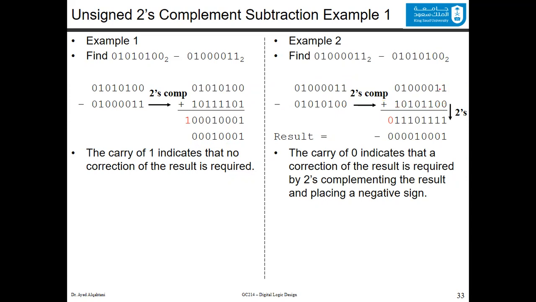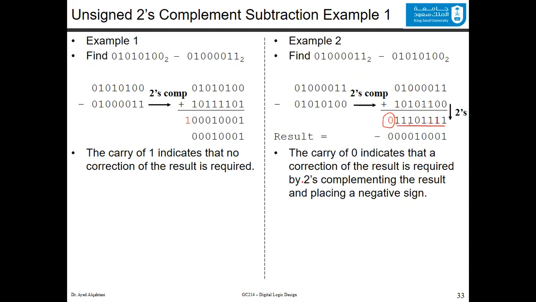1 plus 0 is 1, 1 plus 0 is 1, 0 plus 1 is 1, 0 plus 1 is 1, 0 plus 0 is 0, 0 plus 1 is 1, 1 plus 0 is 1, 0 plus 1 is 1, and there is no end carry. No end carry, meaning that we need to correct this result. The carry of 0 indicates that a correction of the result is required.